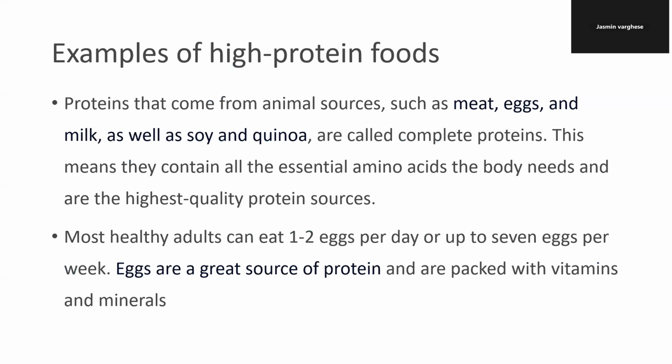You will get enough protein if you eat 2 eggs every day or 1 egg, depending on the situation and age. And among vegetables, soy and quinoa. If you can eat these things, you will get a complete amount of protein. This means they contain all the essential amino acids, like what we discussed in the previous slide, right? All essential amino acids the body needs, and they are the highest quality protein sources. Mostly healthy adults can eat 1 to 2 eggs per day or up to 7 eggs per week. Eggs are a great source of protein and are packed with vitamins and minerals.